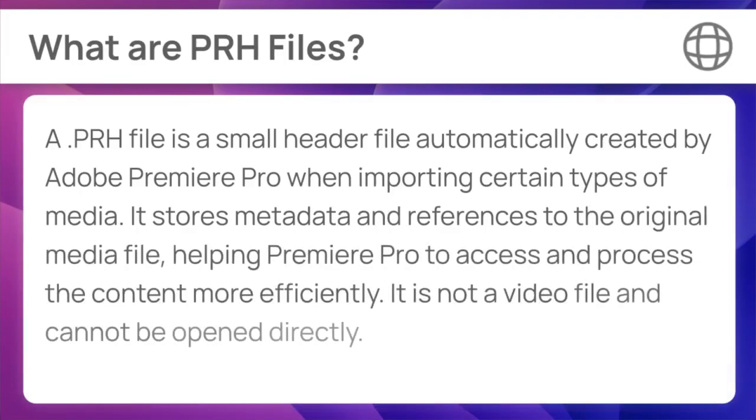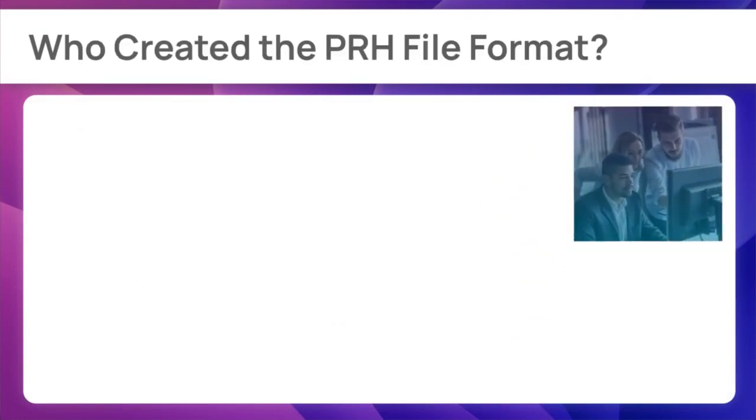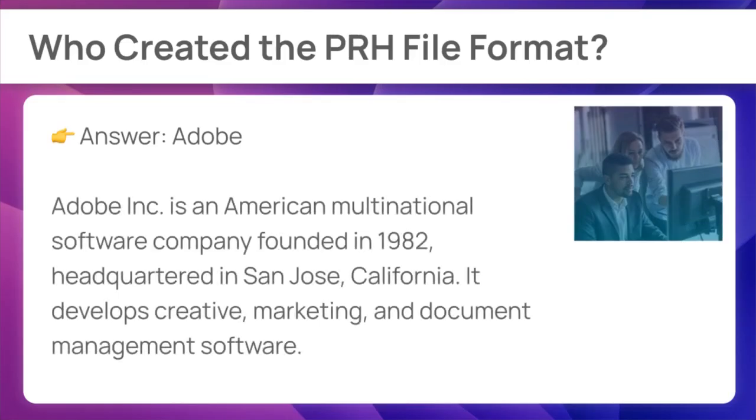A .prh file is a small header file automatically created by Adobe Premiere Pro when importing certain types of media. It stores metadata and references to the original media file, helping Premiere Pro to access and process the content more efficiently. It is not a video file and cannot be opened directly.